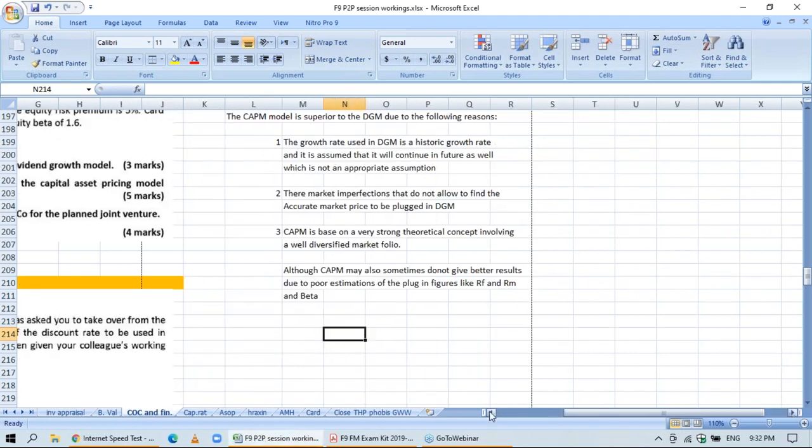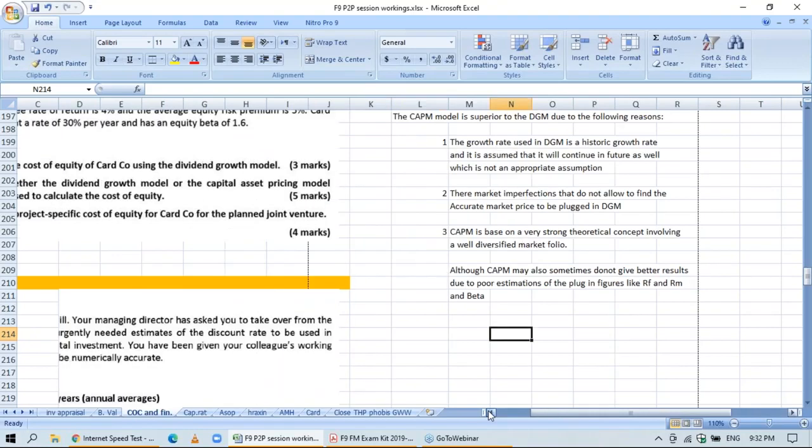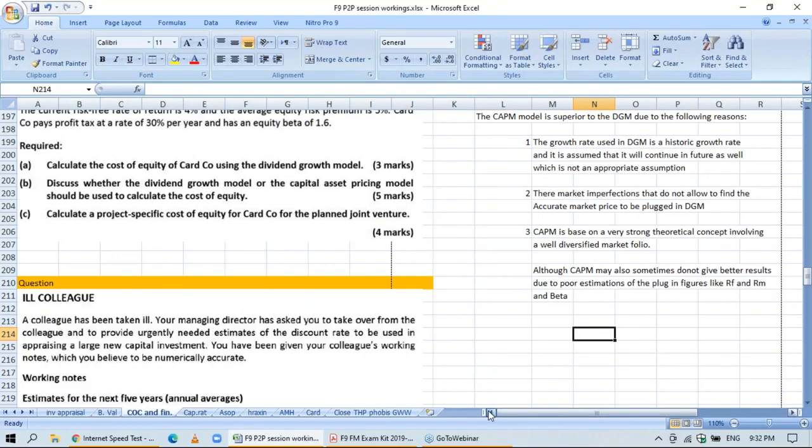Now, this is a very important part of this question, and that is calculating project specific cost of capital, project specific cost of equity for the card company. So let's calculate the project specific cost of equity for the card company. Now, how will we calculate it? Let me show you.